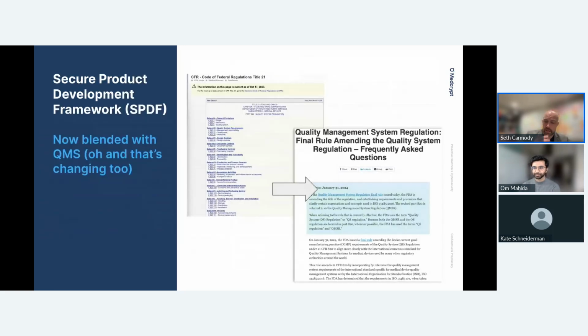So we'll dig into that today. The problem set's growing larger. If we look at what the guidance document actually says, it says secure product development framework, and oh, by the way, integrate it with your quality management system. Oh, and by the way, the quality management system space and sphere is shifting.